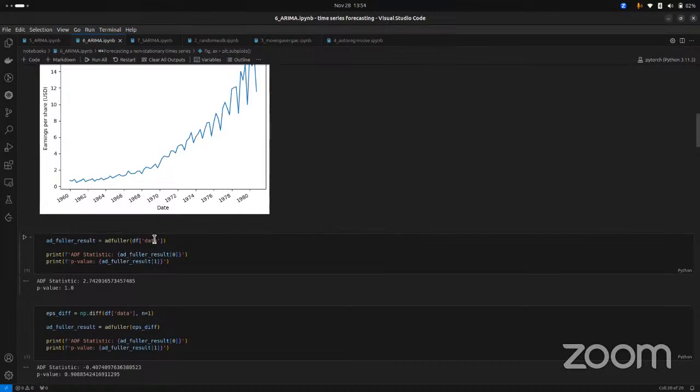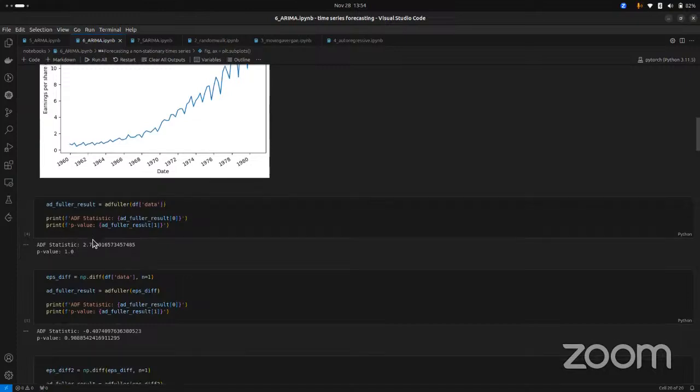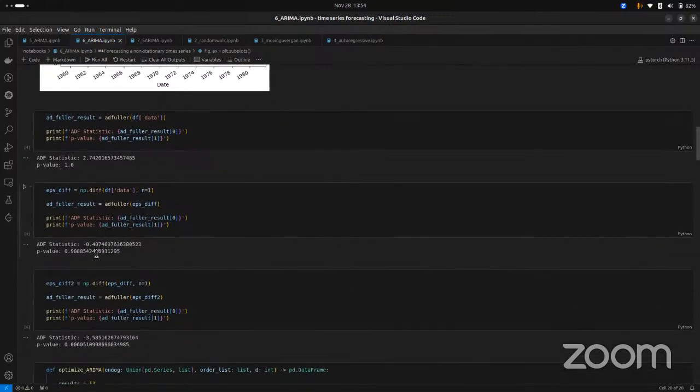If we plot the data, we see that it is not stationary, so we stick with the null hypothesis. Then we apply the differencing, and it's still not stationary. You see that we apply the difference and it's still not stationary.